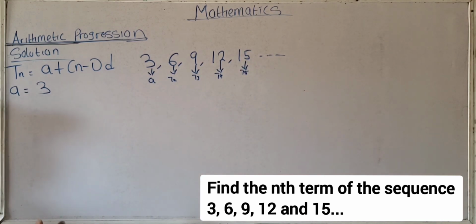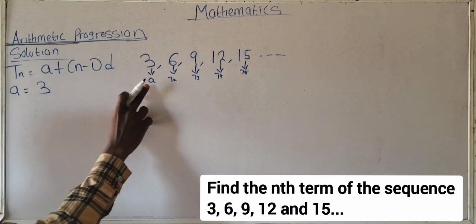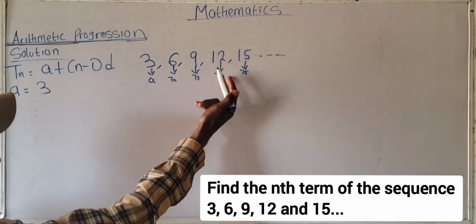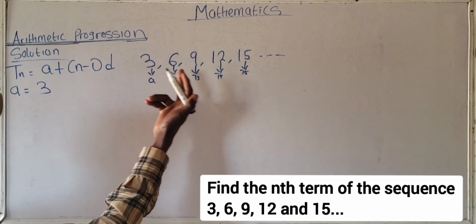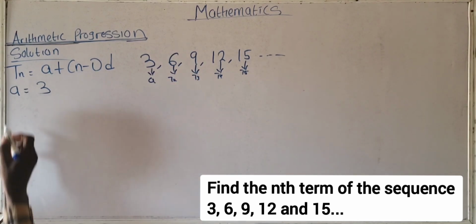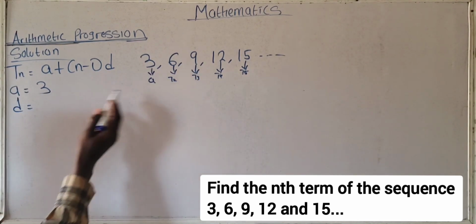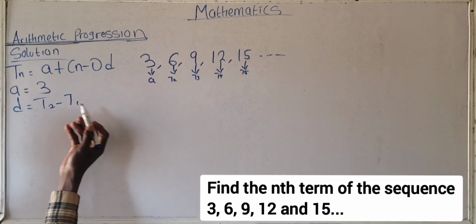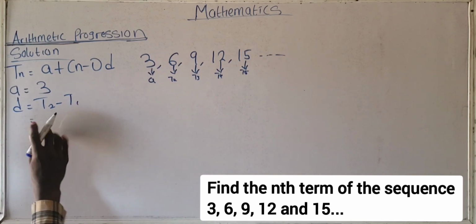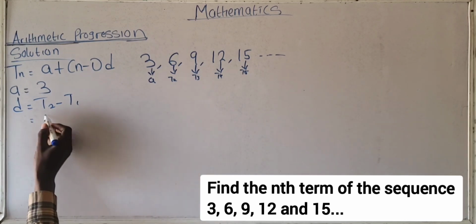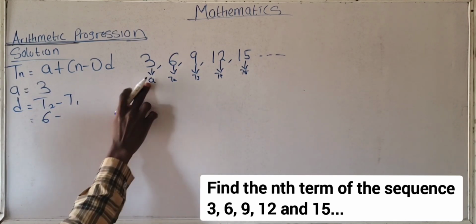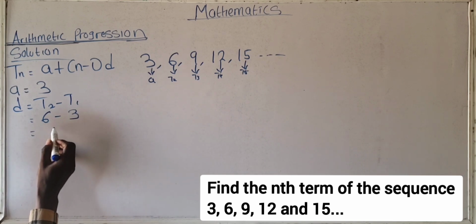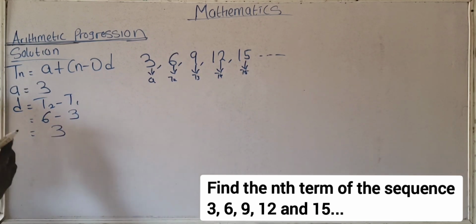If I want to take any two successive terms, I can choose the first term and the second term, or the third term and the fourth term, or even the second term and the third term. So the difference is T2 minus T1. T2 is 6, and T1 is a, which is 3. So I have 6 minus 3, which gives us 3. So you can see that the difference is 3.